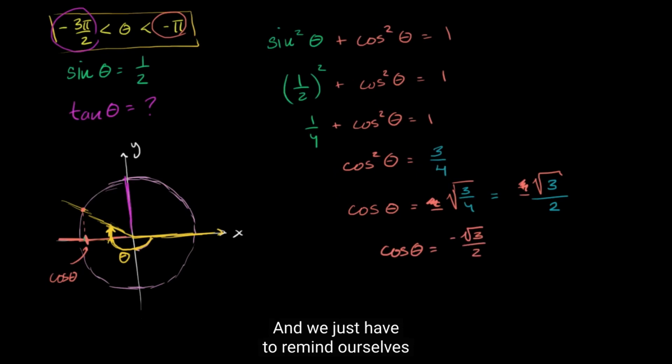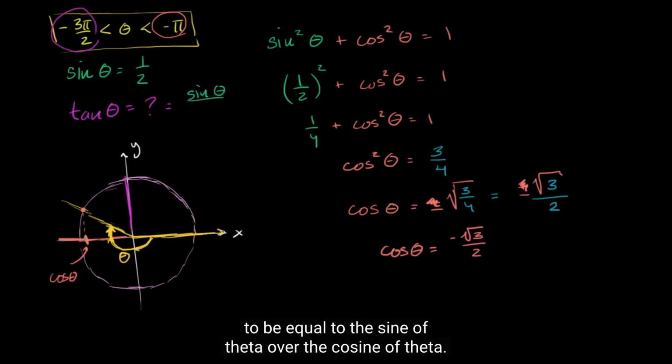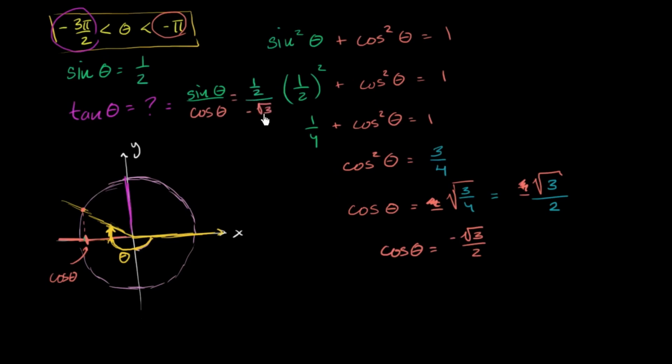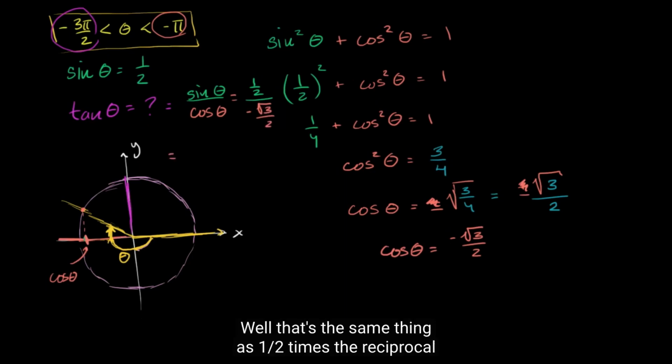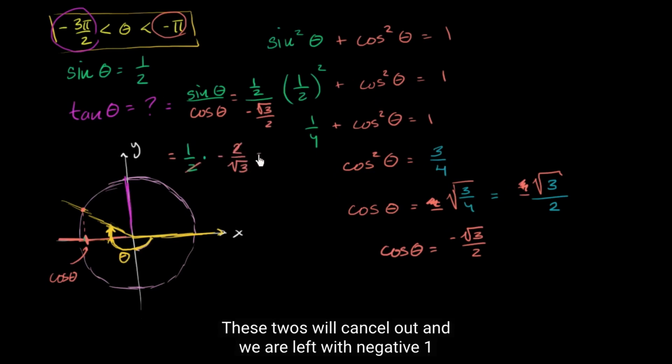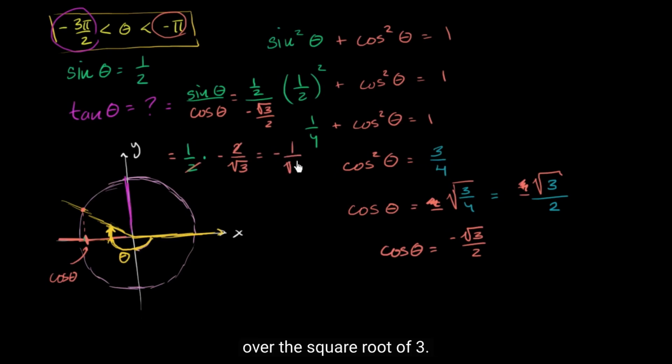We just have to remind ourselves that the tangent of theta is equal to the sine of theta over the cosine of theta. They told us the sine of theta is 1/2, so it's going to be 1/2 over cosine of theta, which is negative square root of 3 over 2. And what does that equal? That's the same thing as 1/2 times the reciprocal of this, so times negative 2 over the square root of 3. These 2's cancel out, and we are left with negative 1 over the square root of 3.